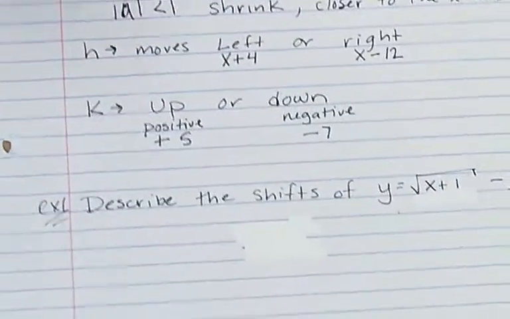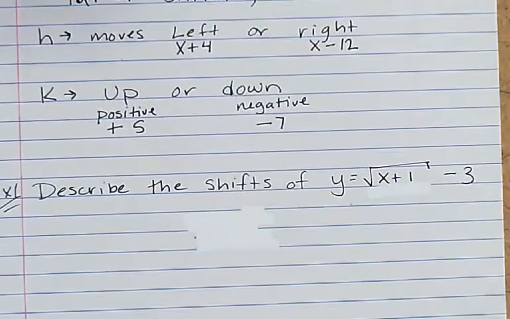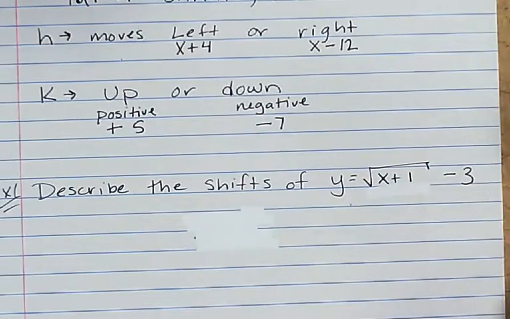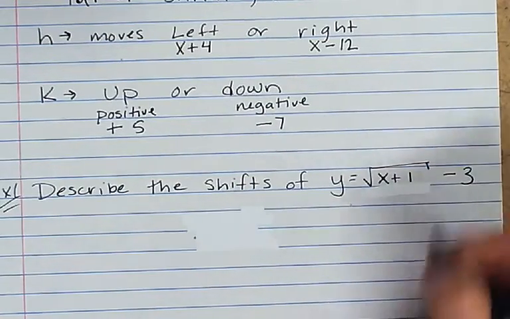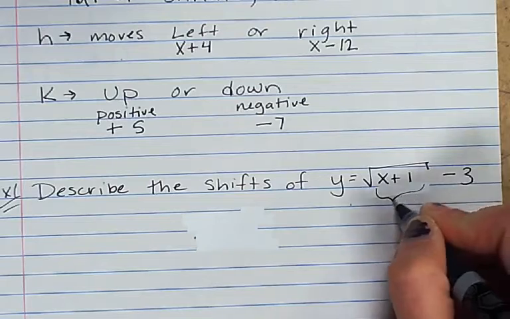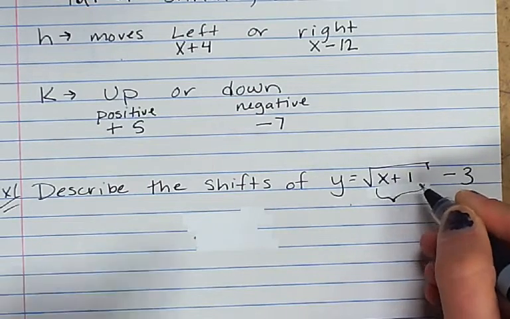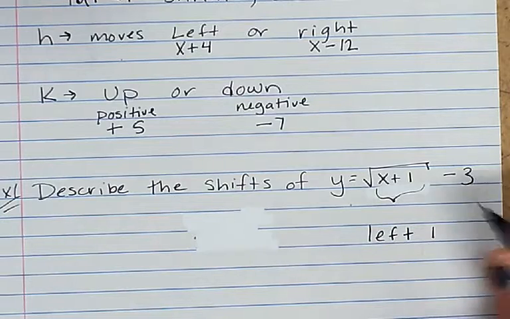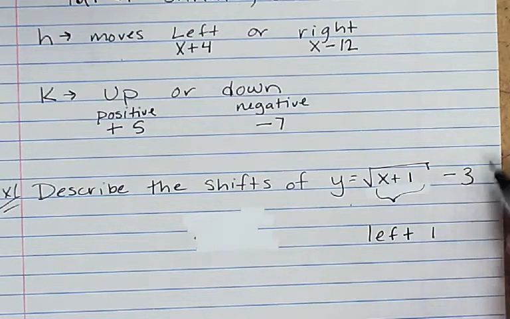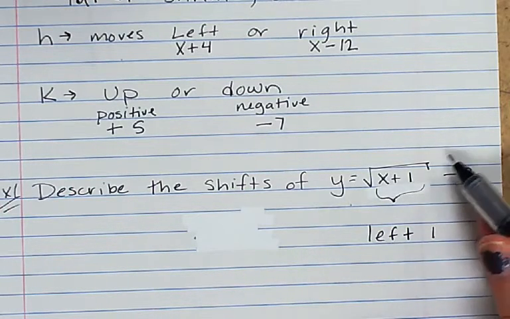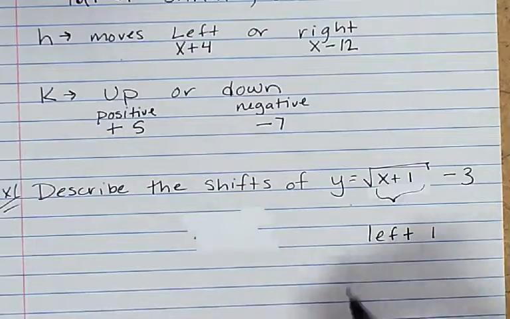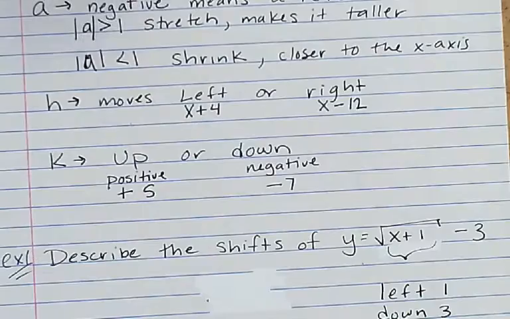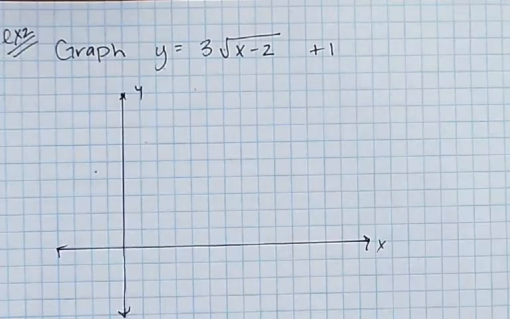So for this first example, we're going to describe the shifts of this graph. So there's no number in front, there's no a, so we don't have to worry about that. Underneath the radical, it says x plus 1, so that means we're going to go to the left 1. And outside the radical, we have this minus 3, so that's what k is. K is minus 3, which means we're going to go down 3. Okay, now let's look at a graph.